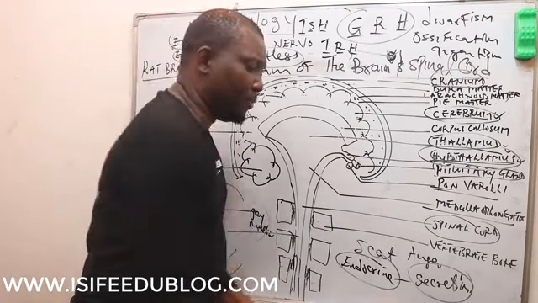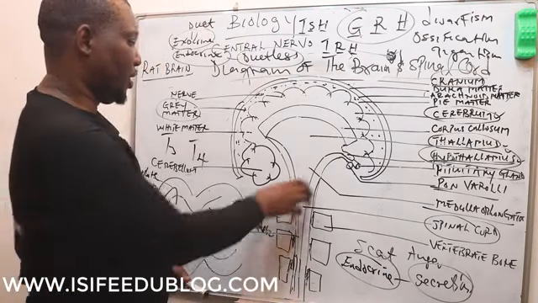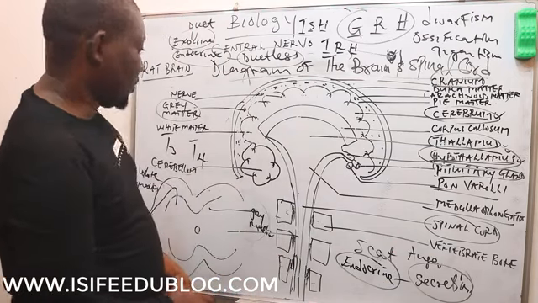And then we have these vertebral bones, the vertebral columns. These are giving protection to these parts of the central nervous system.